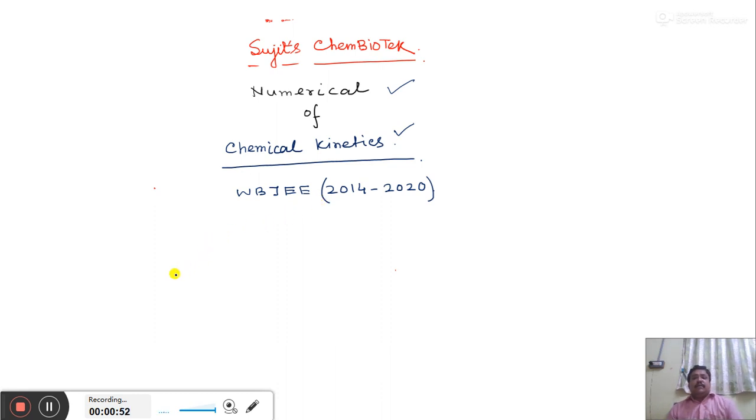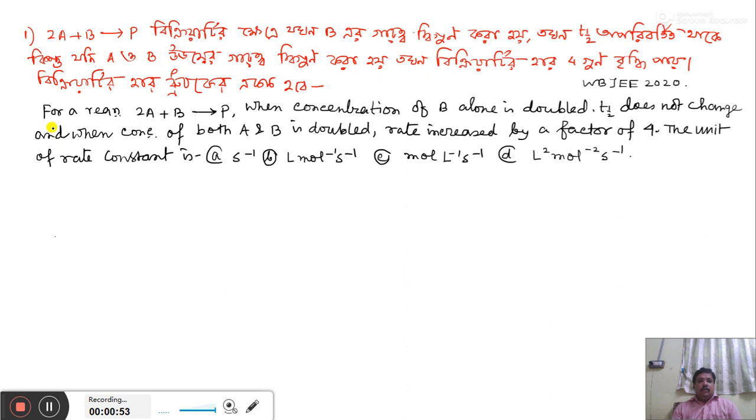Now, my first question is: for a reaction 2A + B → P, when the concentration of B is doubled, then T half does not change. And when the concentration of both A and B is doubled, the reaction rate increased by a factor of 4. Then the unit of rate constant is the following four options.